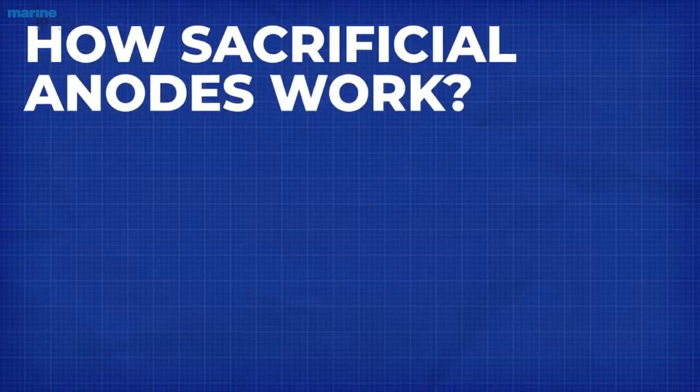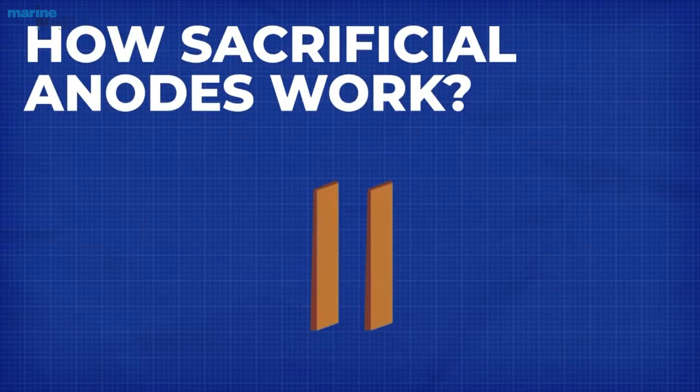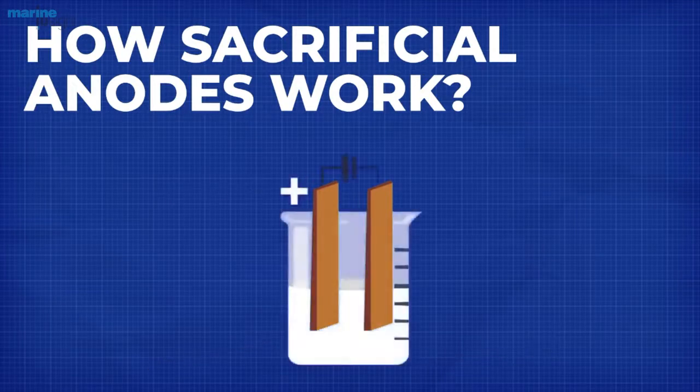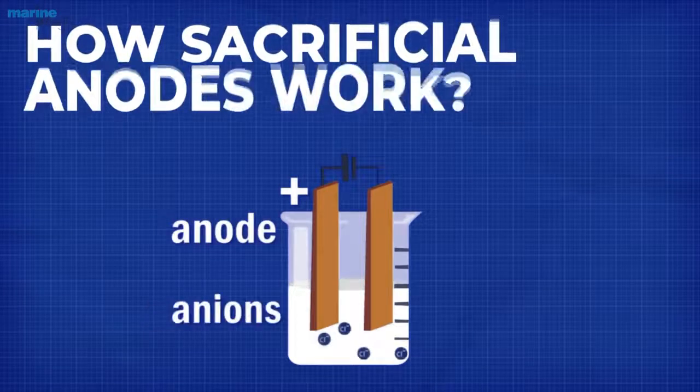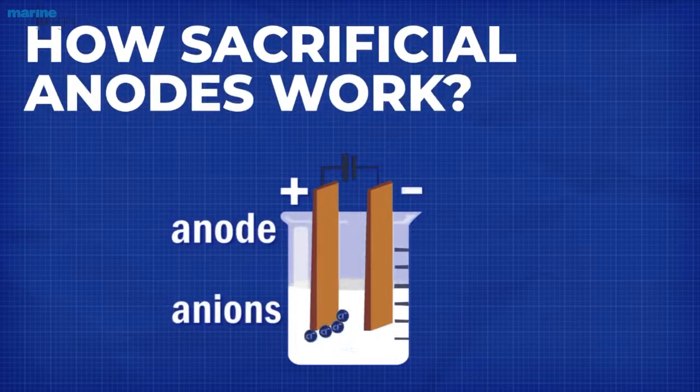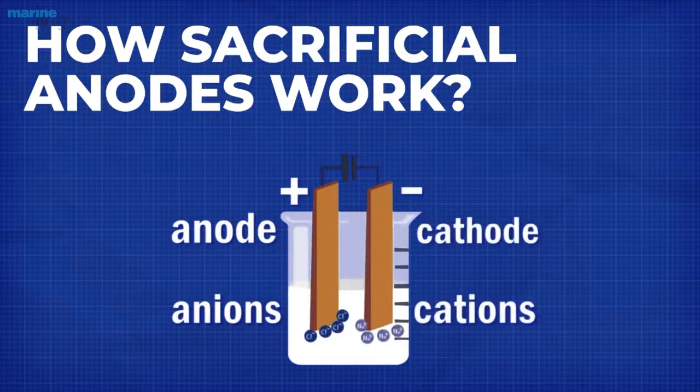Sacrificial anodes work on a principle similar to electrolysis, according to which if an anode and a metallic strip are dipped in an electrolytic solution, anode electrons will dissolve and deposit over the metallic strip and make it a cathode.